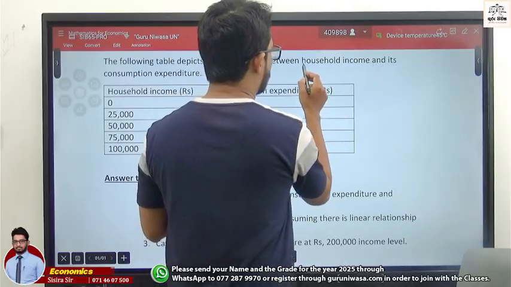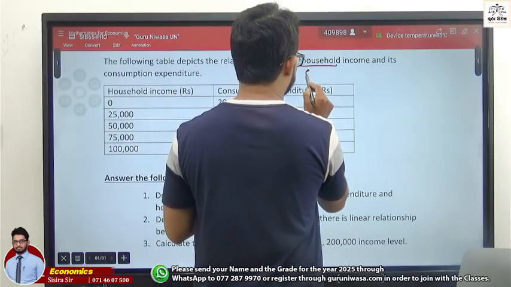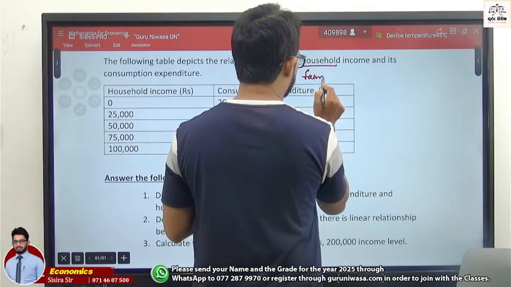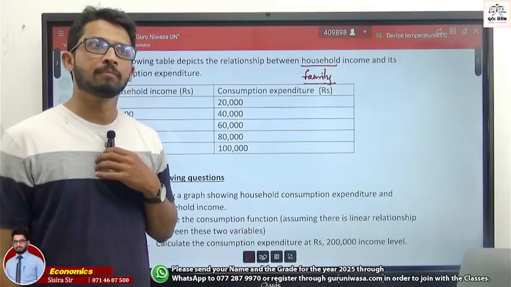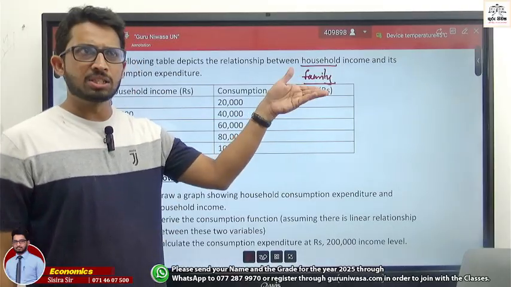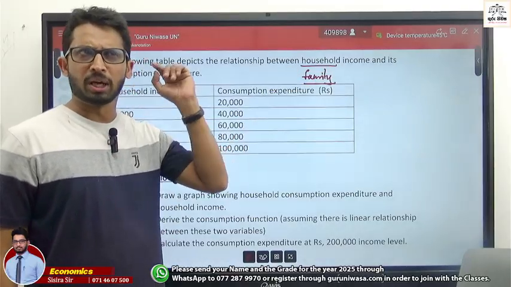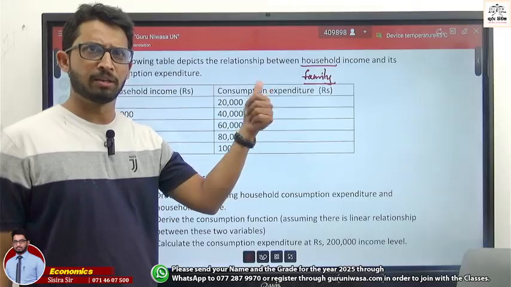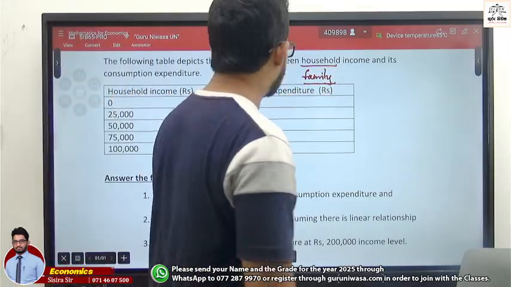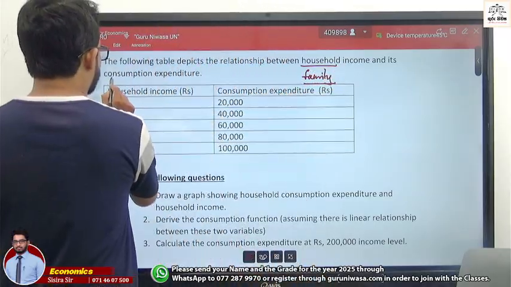Household means a family. Simple meaning is family, right? So I think it's a new word for you. I think you might not learn this in O level. Family, household income and its consumption expenditure.